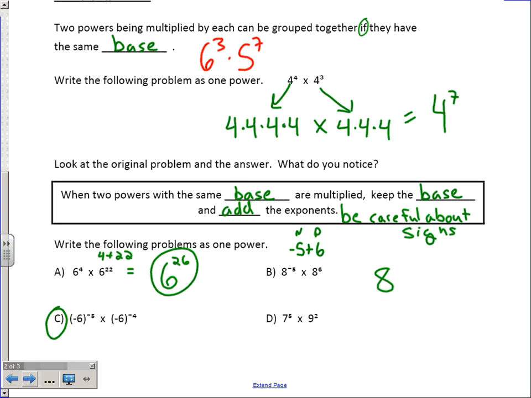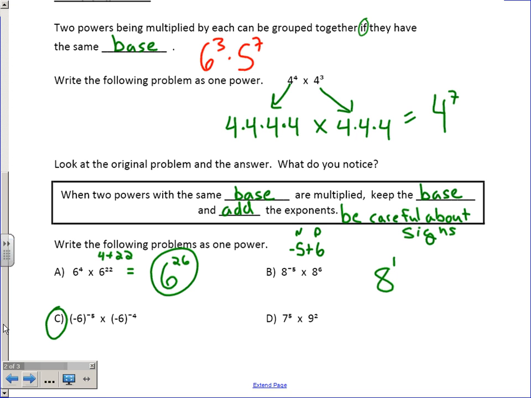Different signs, subtract. So I subtract these, I get a 1. And you also need to think about the sign of your answer. We keep the sign of the larger number, so it's a positive 1. You're going to do C on your own, so bring that into class tomorrow.